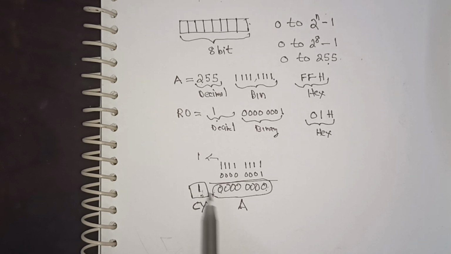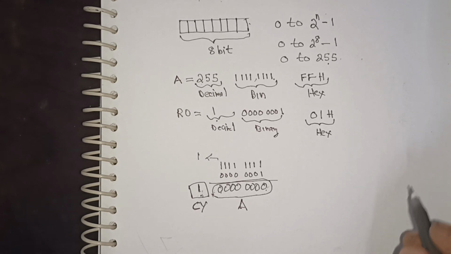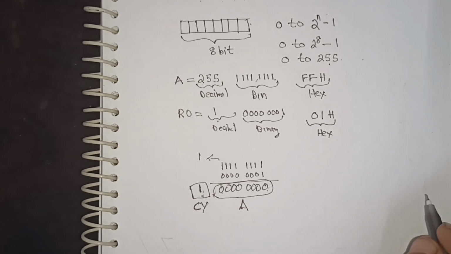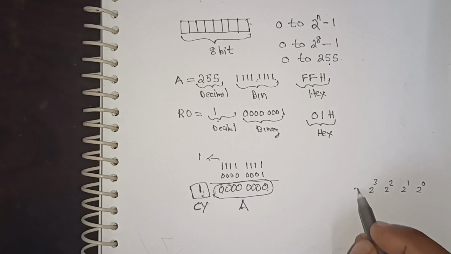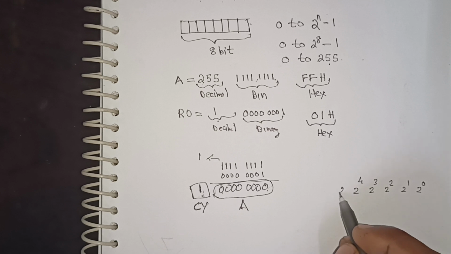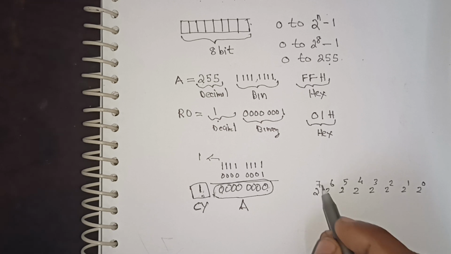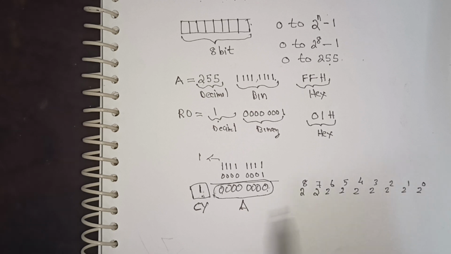Why is the carry flag the MSB? Let's see. You all know the weights in the binary system, right? The weights start from 2 raised to 0, 2 raised to 1, 2 raised to 2, 2 raised to 3, 2 raised to 4, 2 raised to 5, 2 raised to 6, 2 raised to 7 and 2 raised to 8. I am taking 2 raised to 8 because how many bits are here? 9 bits. So 1, 2, 3, 4, 5, 6, 7, 8, 9.